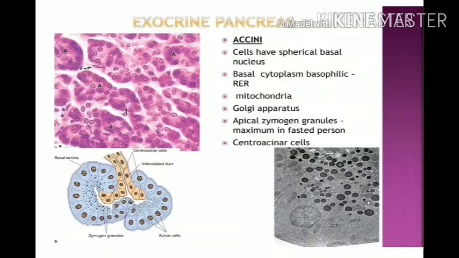Each cell has an inner zone and a basal zone. The inner zone faces the lumen and contains zymogen granules. You can see in this slide the zymogen granules shown as dots towards the lumen. Now the number of zymogen granules depends upon the activity of these cells.